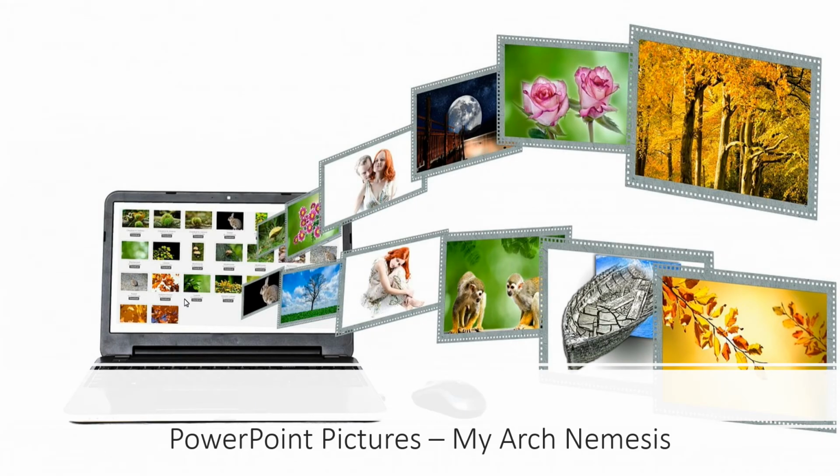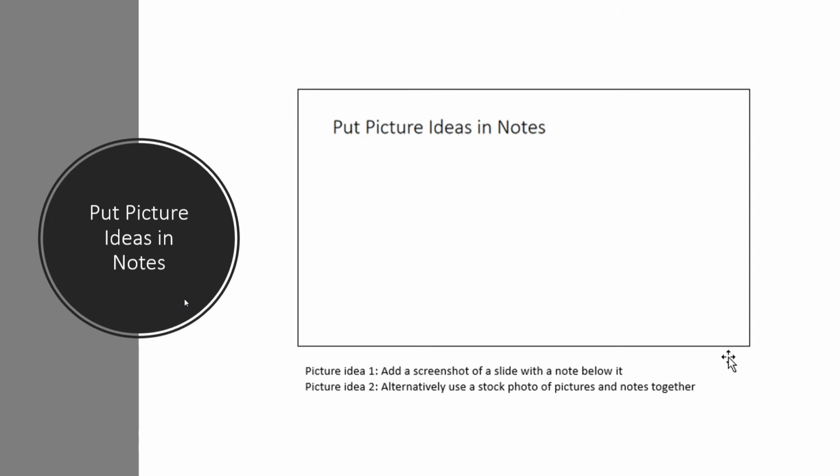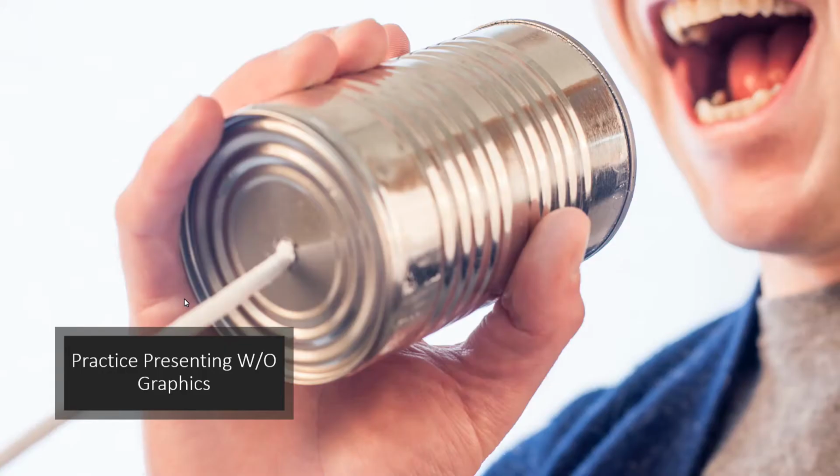So PowerPoint pictures are kind of my arch nemesis when it comes to creating content quickly, because it's really easy to spend forever agonizing over which picture should go with which slide. So that's why my focus is to start with text only and not put any pictures in, but I put picture ideas in the notes of what I think I might want down below. So I create the entire content without any pictures.